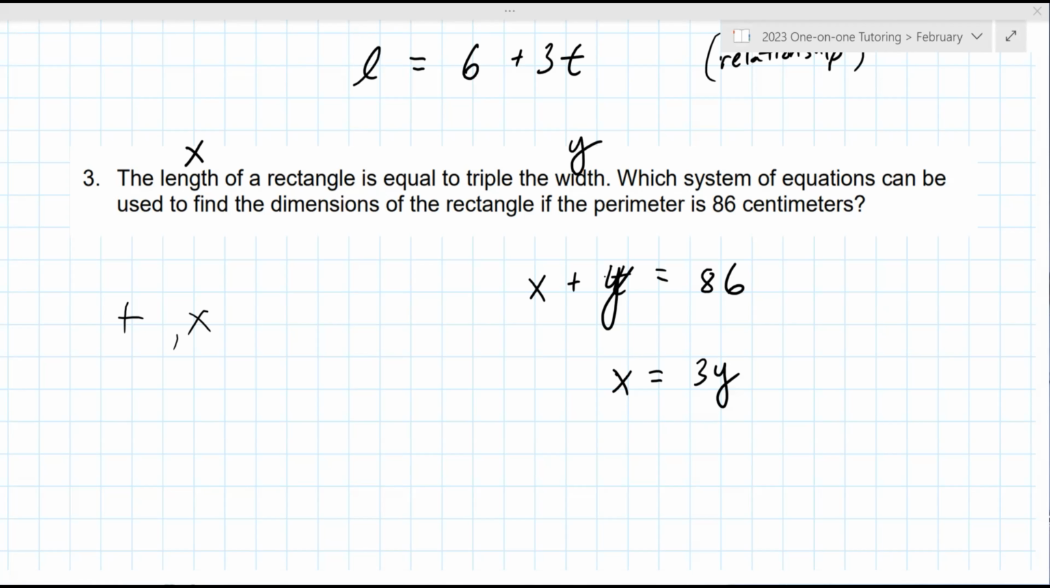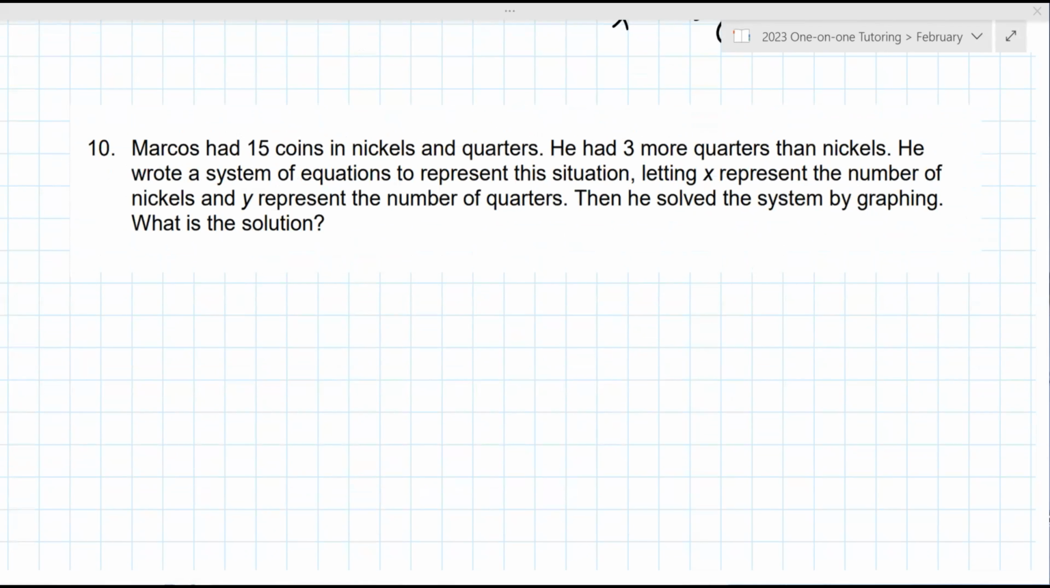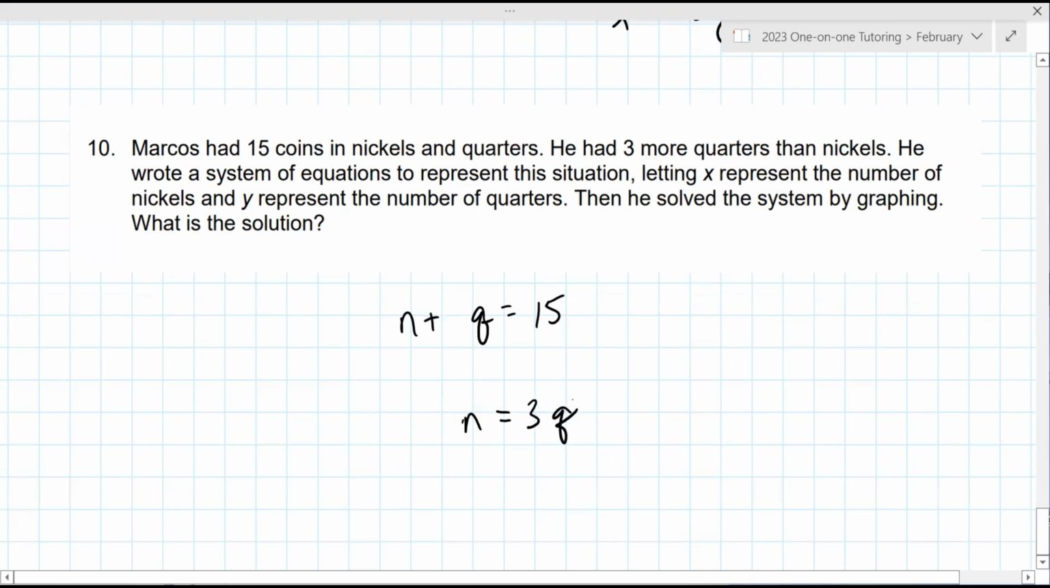All right, here we go. There's another one to look at. Oh, okay. Take a look at that and see what you come up with, please. So n plus q equals 15. And then n equals 3q. Like this. Yes.